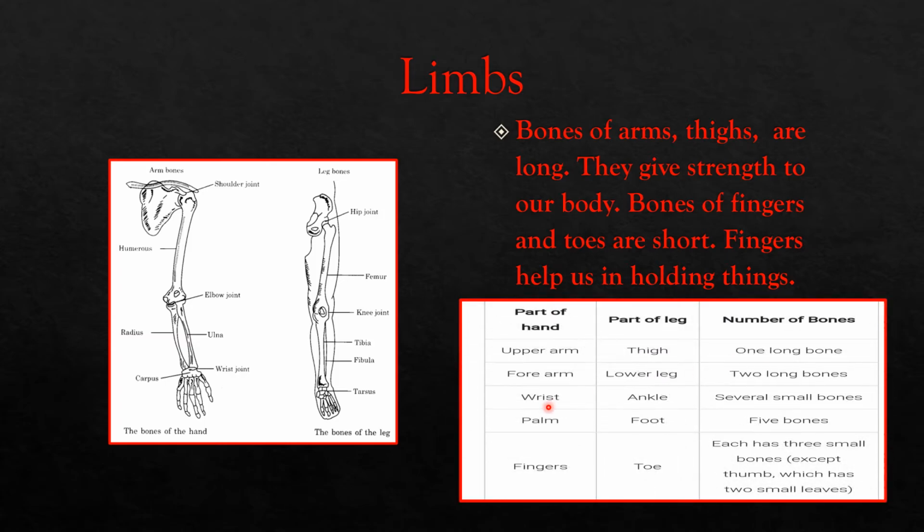Now this is the table over here: upper arm, part of the hand, part of the leg. First we have the upper arm and the thigh bone. This is one bone. Now the forearm and the lower leg. The forearm consists of two bones and the lower leg again consists of two bones. Then we have the wrist and the ankle, which consist of many small bones. Then we have the palm and the foot, which consist of five bones. Then we have fingers and toes, and each finger and toe is made of three small bones. I hope you have understood the structure of limbs.